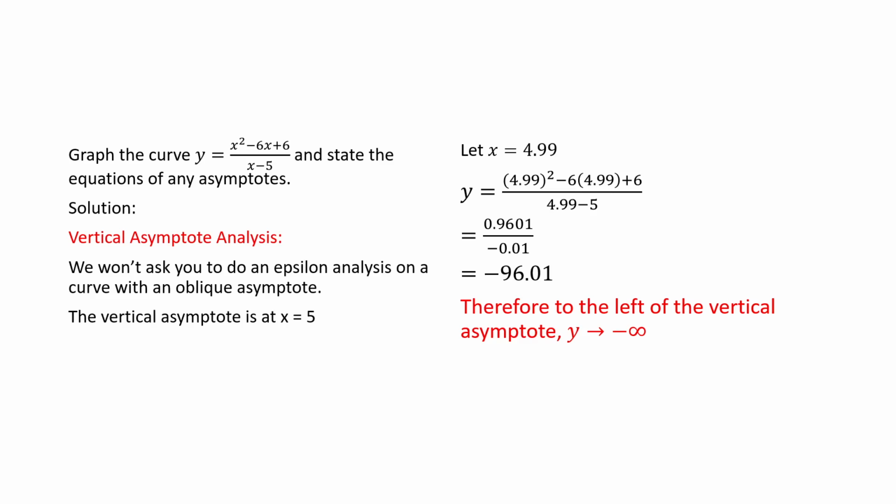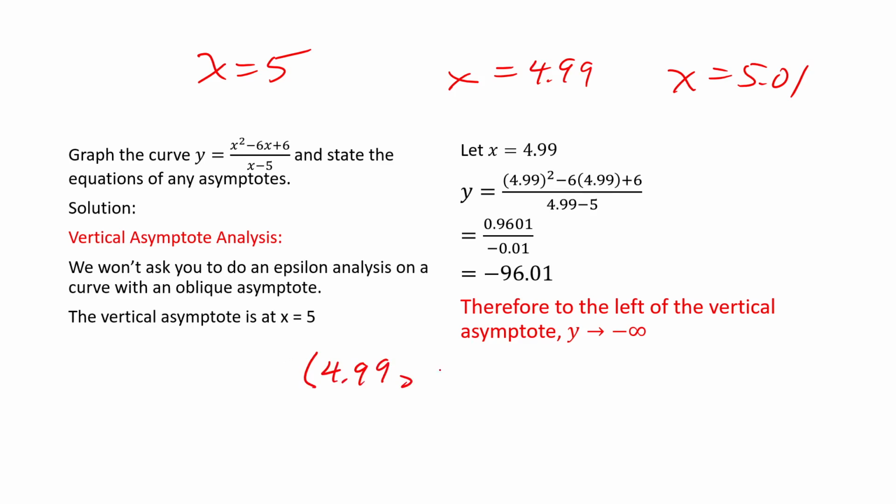All right. Now let's do a vertical asymptote analysis. We're not going to do an epsilon analysis in this situation, although theoretically we could. Let's let x have a value 0.01 to the left and 0.01 to the right of any x values of vertical asymptotes. Well, our vertical asymptote is at x equals 5, so we're going to let x have values of 4.99 or 5.01. Letting x have a value of 4.99, we get a y-coordinate of negative 96.01. That tells us that the point 4.99, negative 96.01 is on the curve.